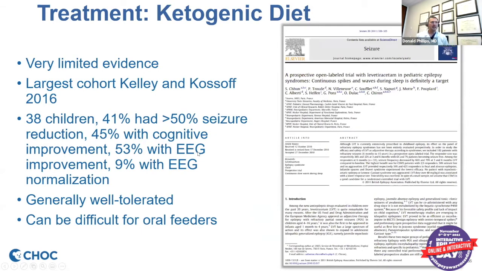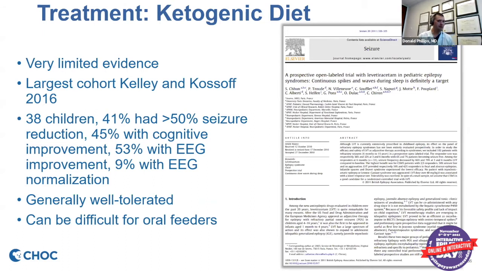The ketogenic diet has limited evidence for ESES, but it has been used. The largest cohort comes from Hopkins, Drs. Kelly and Kossoff. Hopkins is probably still the biggest keto center. And this is a cohort from 2016 in which there were 38 children, 41% of which had greater than 50% seizure reduction, 45% with cognitive improvement, just over half with an EEG improvement, even though only 9% got their EEGs all the way to normal.